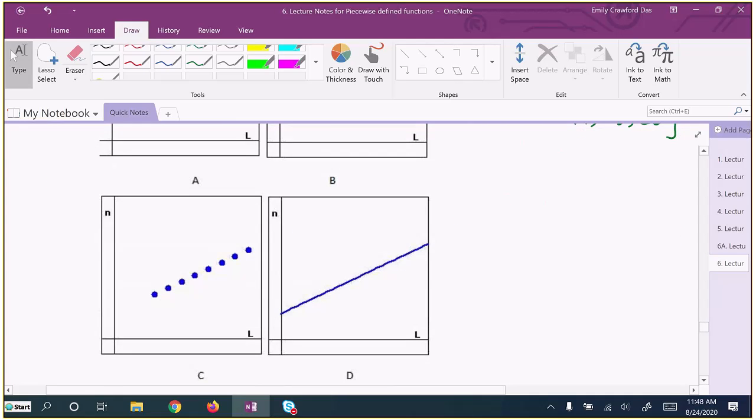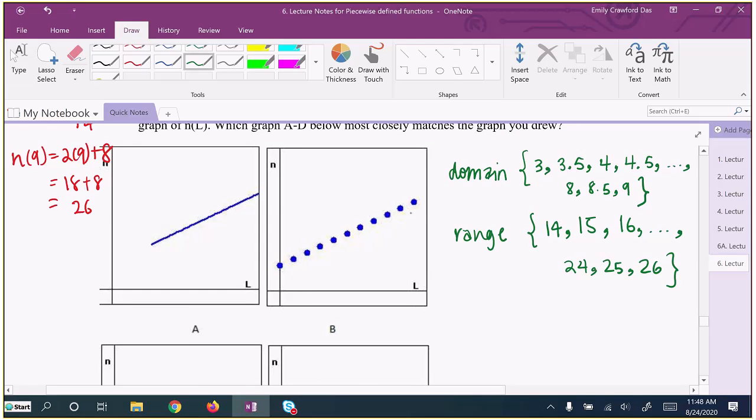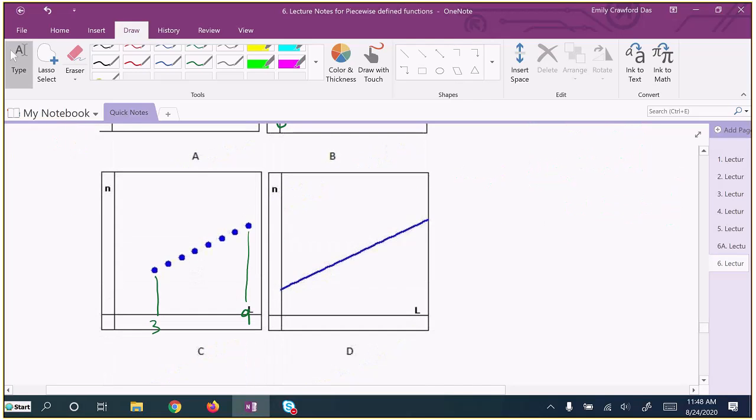And how do I choose which one? Well, I'm going to choose the one that corresponds to the right domain. So assuming that this is 3 and this is 9, this looks like the right picture. When I compare it to the other option, that goes all the way down to 0, and that's not right for our situation. So we're going to say this is the closest resemblance to the picture that we would draw if we sketched this out.